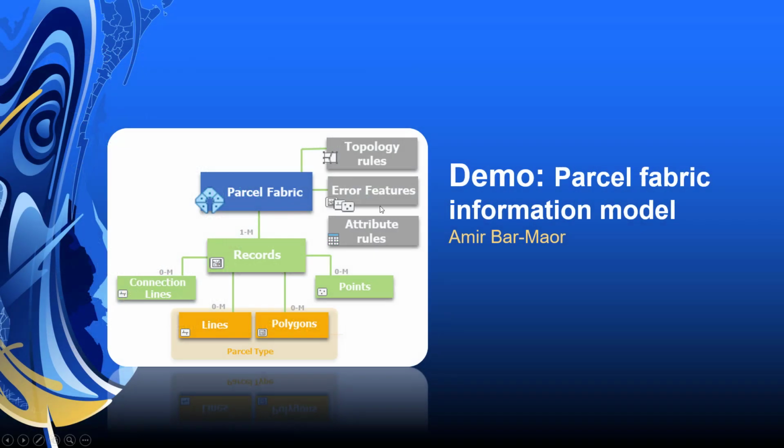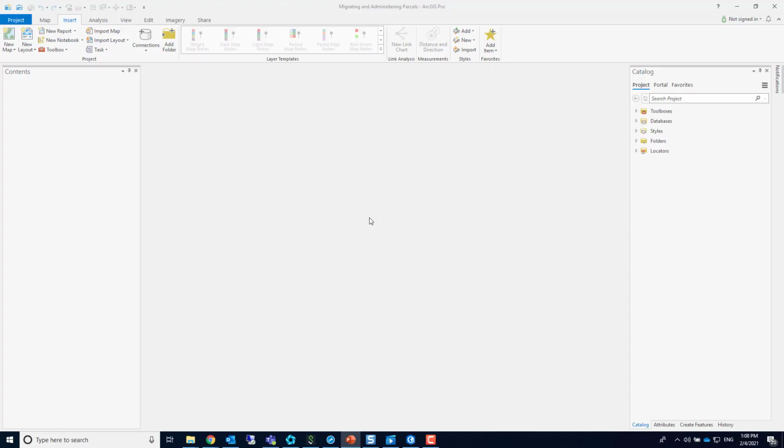Let's see the first demo, and we'll switch to Pro, and we'll see a bit about the information model. So if you downloaded the sample data and unzipped it, open the project called Migrating and Administrating Parcels, go to your databases, and the first thing I did is reduce this data so it can be shipped, to show that it can work out of the box.